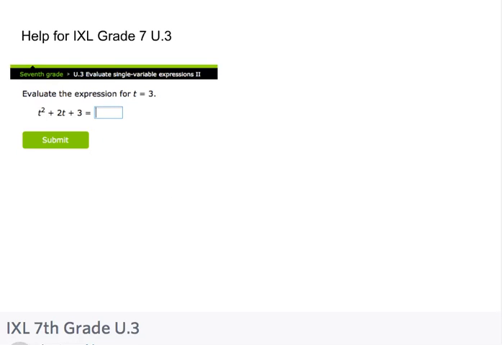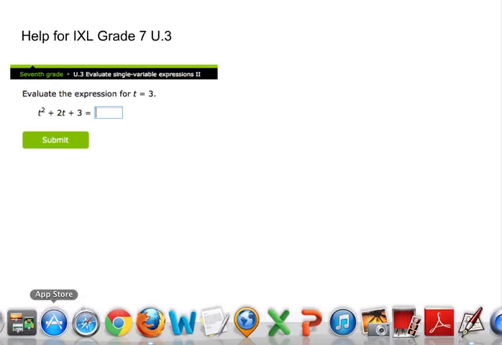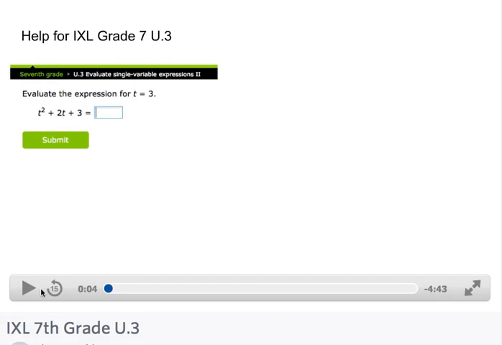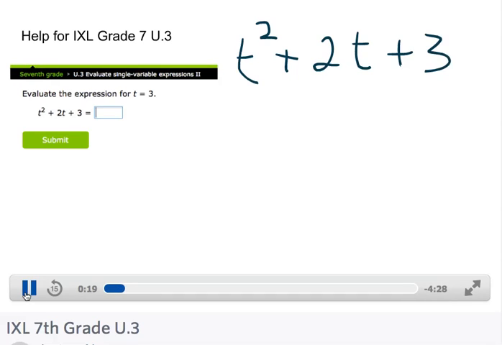So we will start with this first problem, t squared plus 2t plus 3. And we have to put the value of 3 in for the variable. So it's going to go in at two different places. We're going to replace the t squared with a 3, and also 2t, we're going to replace that t with a 3 and evaluate the expression.